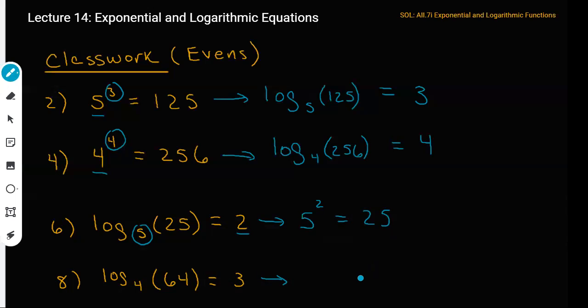Okay, let's look at number 8. What is the base for number 8? The base is what? 4, right? So I start off with my base. Now I need the exponent from the other side. That's going to be 3. And then 4 cubed, that's 4 times 4 times 4. That's going to give me 16 times 4. That's going to give me 64. And I'm done. That's my exponential equation.